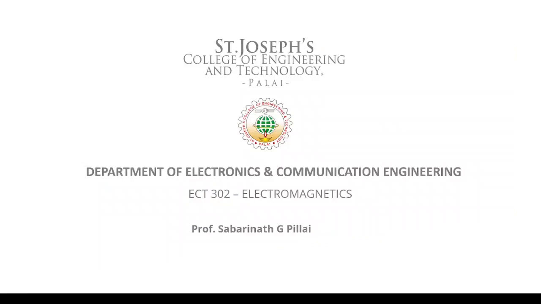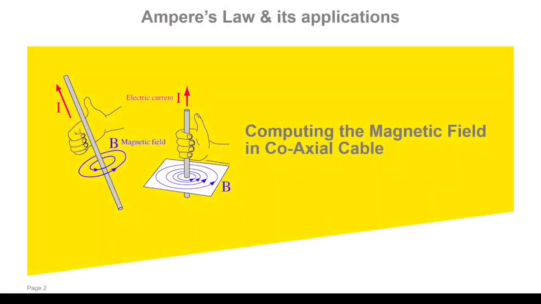Welcome to this video on Ampere's law and a particular application in computing the magnetic field in a coaxial cable. This may be extended or modified to find the magnetic field around a single wire as well.